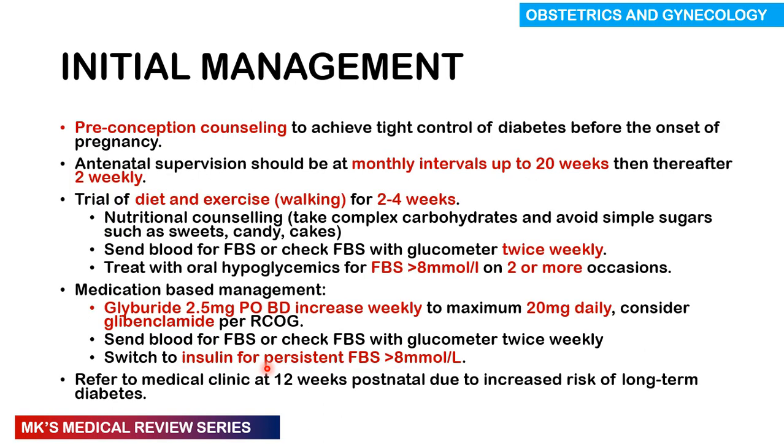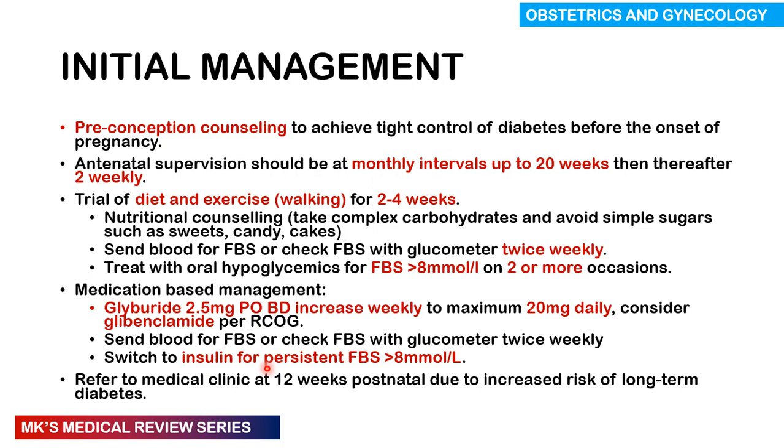So what's our initial management? Preconception counseling, very important. For anyone that's planning on getting pregnant, and if you're a diabetic, go get checked. Make sure that your blood glucose, before you even conceive the child, is in control. Your HbA1c is within the normal range, or rather the ideal range. The glucose readings are also within the ideal range before conception. Then as soon as you conceive the child, you should go to the hospital.